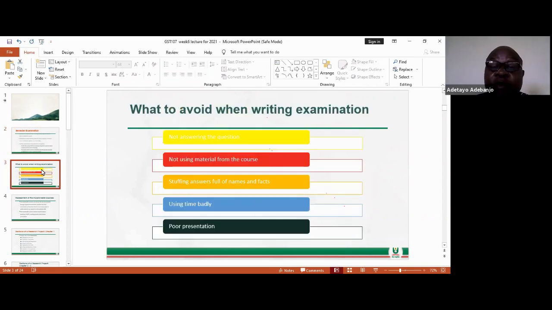So what we are saying is, when writing exams, there are some things that you need to avoid. One, not answering the question. You must answer the question. What is the essence of your coming if you don't answer questions? Not using materials from the course. Writing answers full of names and facts. Using time badly. Poor presentation. All these things are to be avoided, because when you come with microchip, they will catch you in the exam.